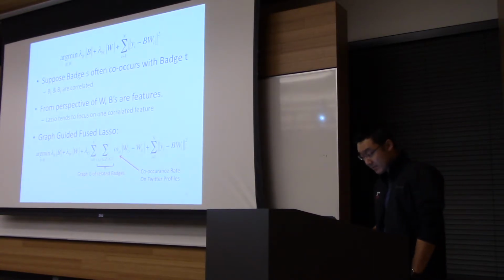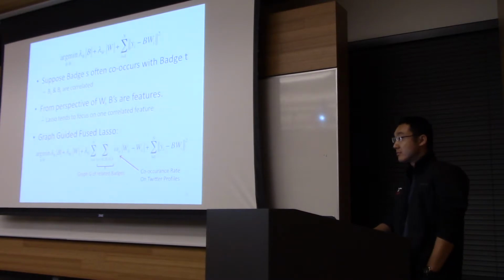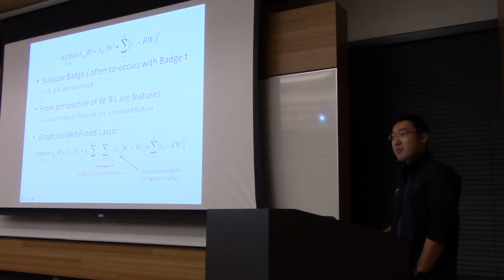Any questions on this? Yes. How's this graph constructed? Co-occurrence rates of badges on Twitter profiles.